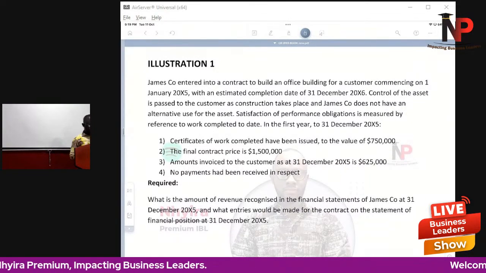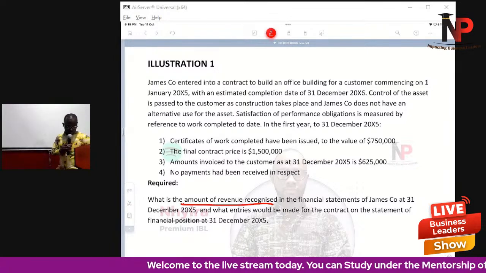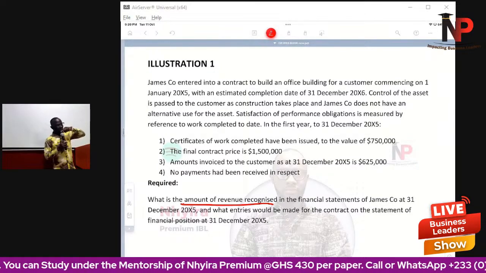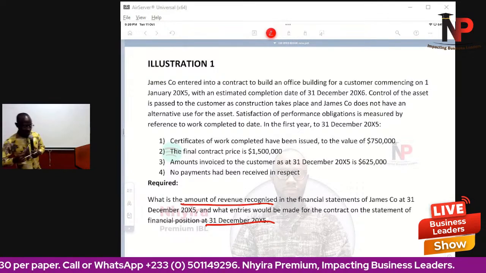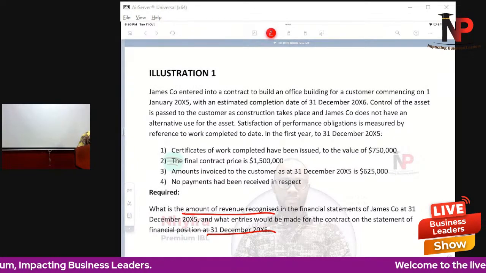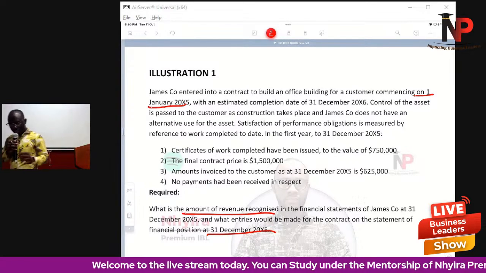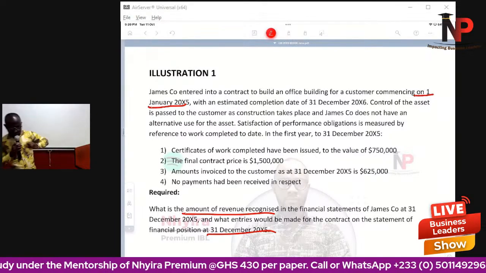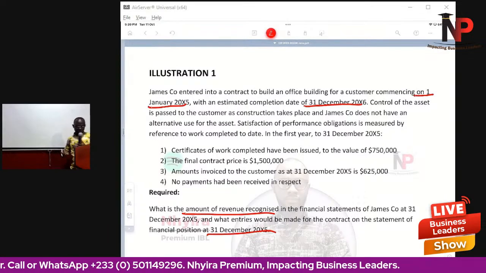James Cole, requirement here is, what is the amount of revenue recognized in the financial statements of James Cole at 31st December 20X5, and what entries will be made for the contract on the statement of financial position at 31st December 20X5? James Cole entered into a contract to build an office building for a customer commencing on 1st January 20X5. So remember, we are preparing the financial statement for the year ended 31st December 20X5, and we started a contract in 20X5 with an estimated completion date on 31st December 20X6. So it's like a 2 years project.